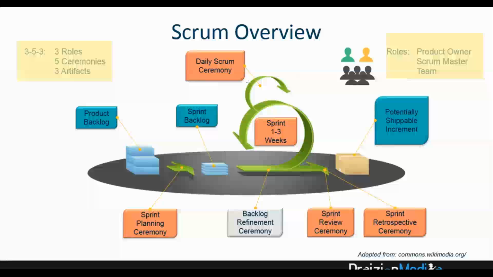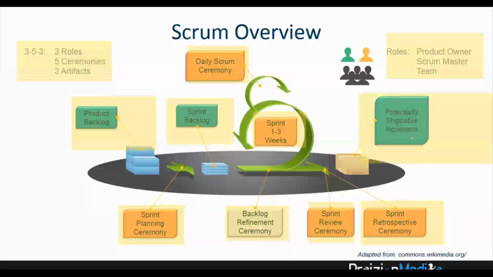We have 5 ceremonies, and the 5 ceremonies are those in the orange hue: sprint planning, the sprint itself, the daily Scrum, sprint review ceremony, and sprint retrospective. We have an informal ceremony known as backlog refinement. We have 3 artifacts: the product backlog, the sprint backlog, and the PSI.